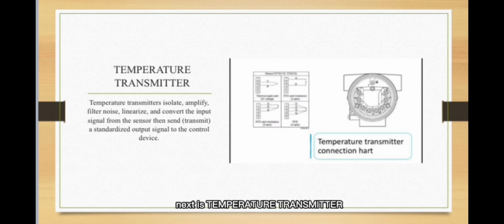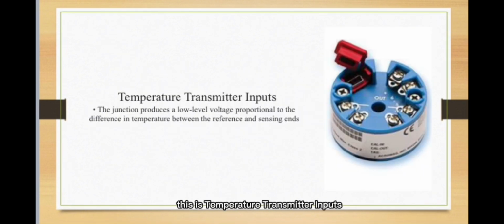Next is the temperature transmitter. Temperature transmitters isolate, amplify, filter noise, linearize, and convert the input signal from the sensor, then transmit a standardized output signal to the control device. This is temperature transmitter inputs. The junction produces a low-level voltage proportional to the difference in temperature between the reference and sensing ends.